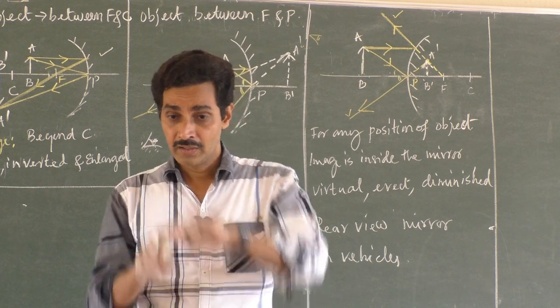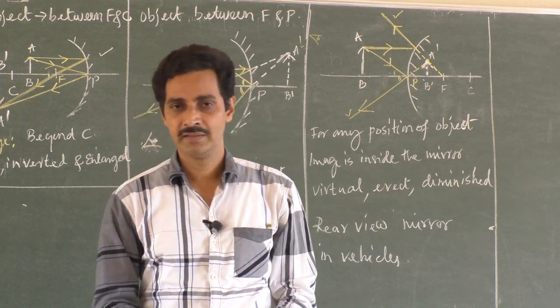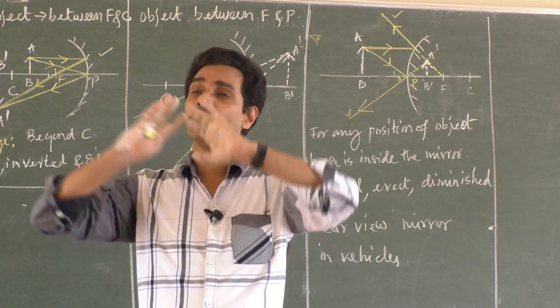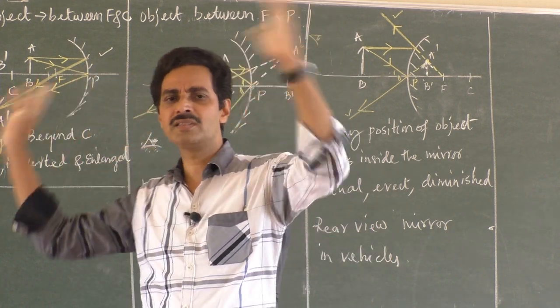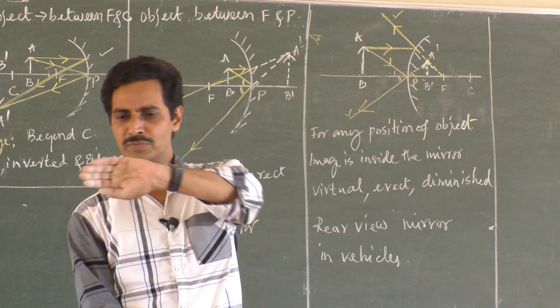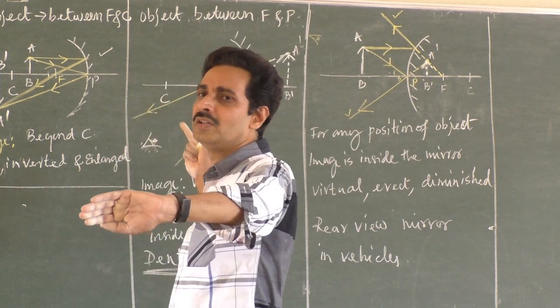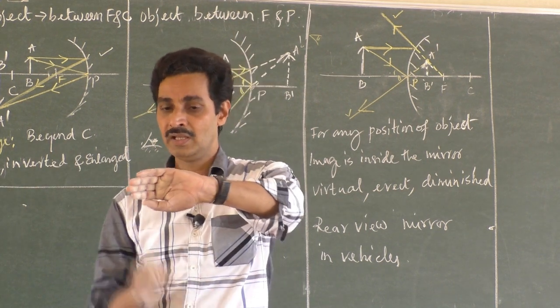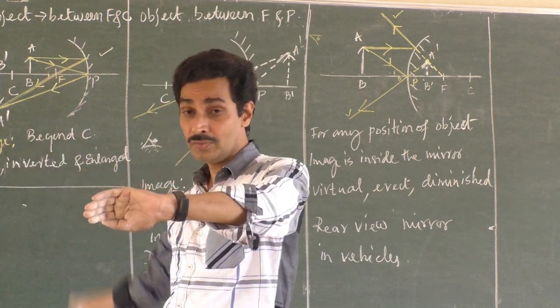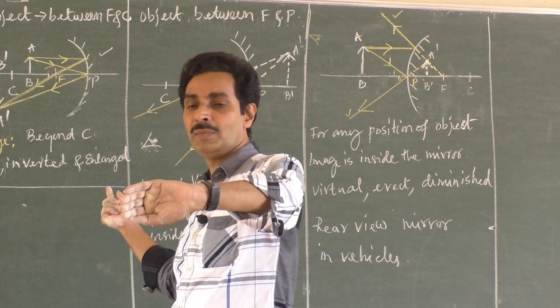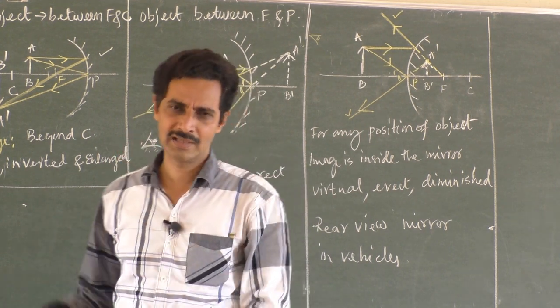And moreover, a convex mirror is bulged outside. Its field of view is more. What do you mean by field of view? It can cover objects in a larger space. So when you have a small convex mirror as a rear view mirror, it is enough to show all the world behind it. So it has two advantages. It can cover all the view, it has more field of view, as well as it can give the image of any object at any distance from it.